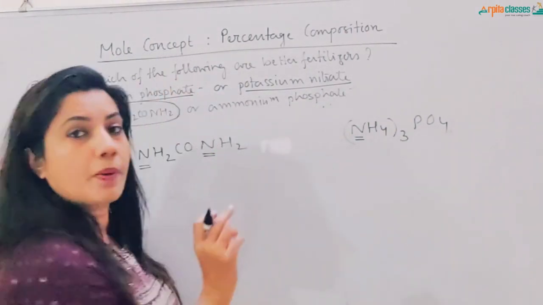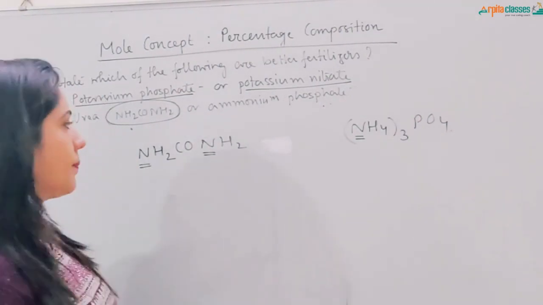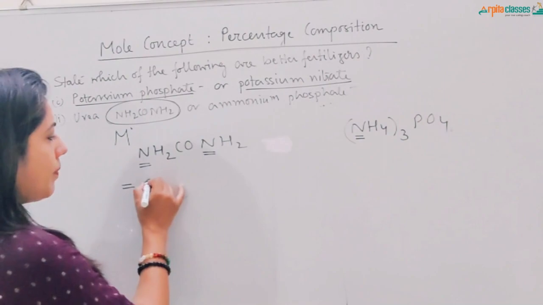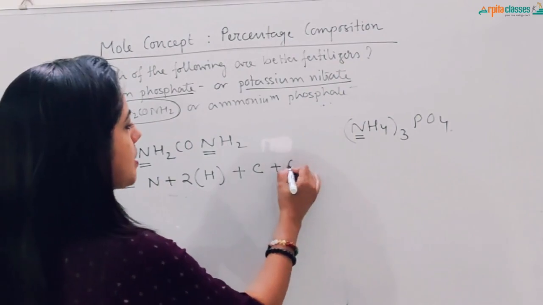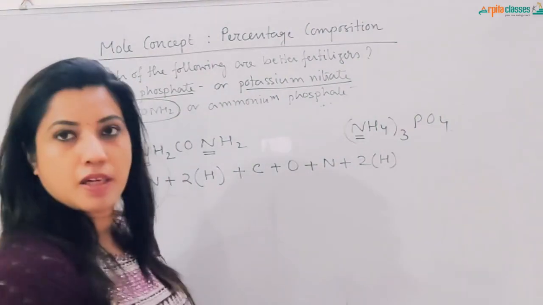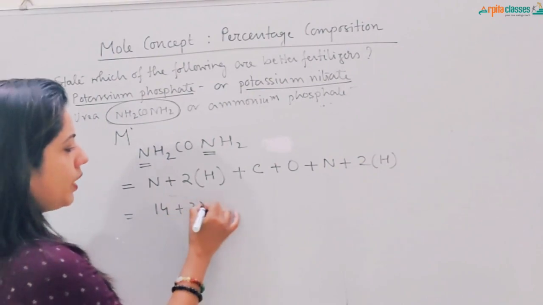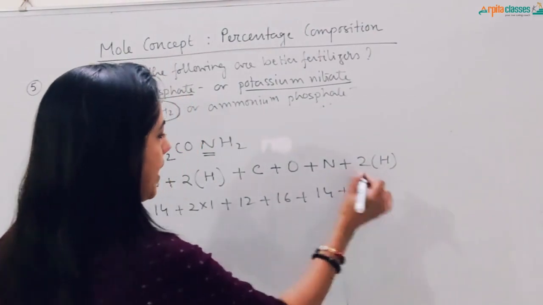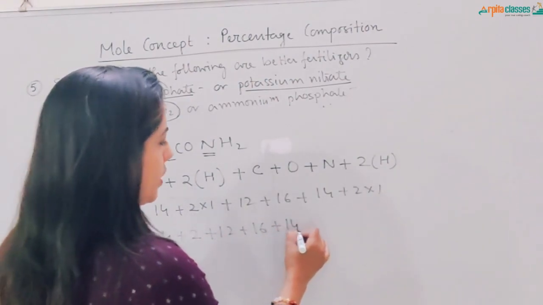So we have to find out the percentage of nitrogen in both the fertilizers and see which one is a better fertilizer. Let us do this. Molecular weight of urea we'll find out first. This is atomic weight of nitrogen plus 2 into atomic weight of hydrogen plus atomic weight of carbon plus atomic weight of oxygen plus atomic weight of nitrogen plus 2 into atomic weight of hydrogen. So 14 plus 2 into 1 plus 12 plus 16 plus 14 plus 2 into 1. It comes 14 plus 2 plus 12 plus 16 plus 14 plus 2.